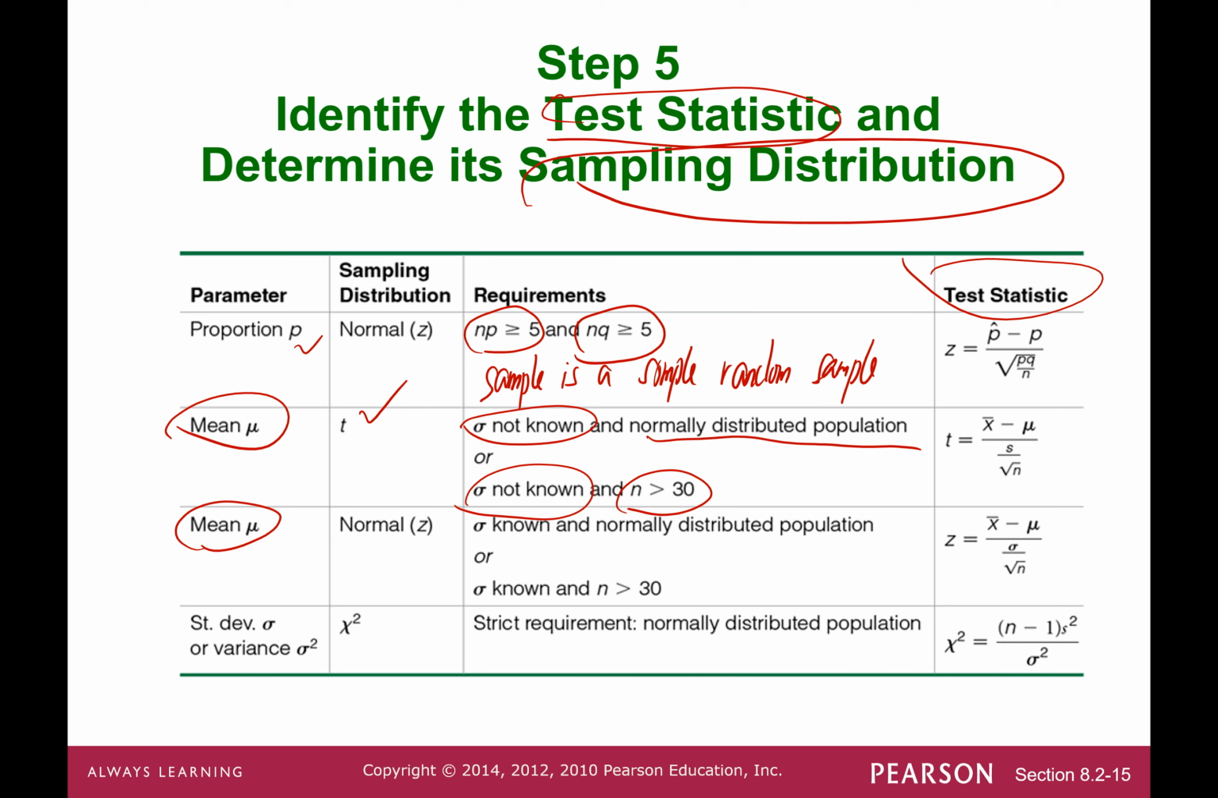And when we're testing for population mean mu with the normal distribution, we're using the z-test. When the population standard deviation is known, we have a normally distributed population or population standard deviation known, and the sample size is greater than 30. Then the test statistic z-score equals sample mean minus population mean mu over population standard deviation over square root of sample size n. We're not going to do the standard deviation or variance sigma, so we're going to skip the last one. Okay.